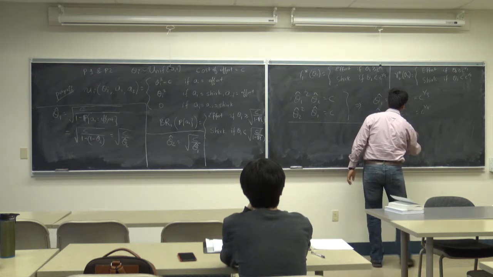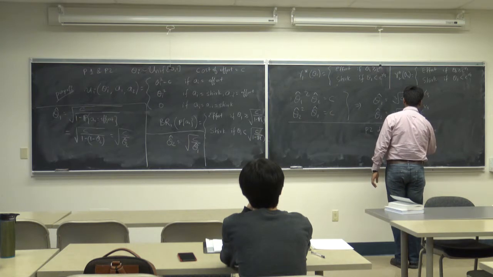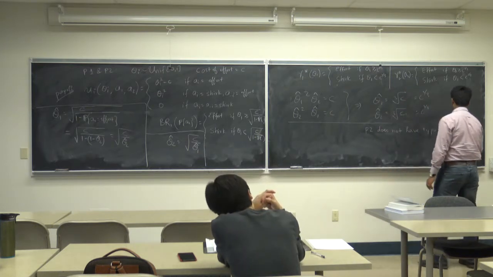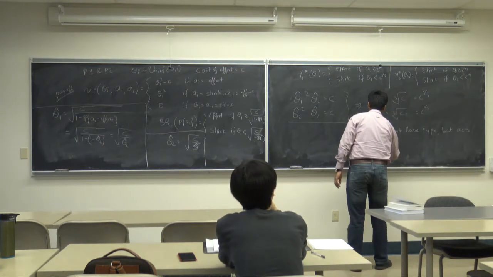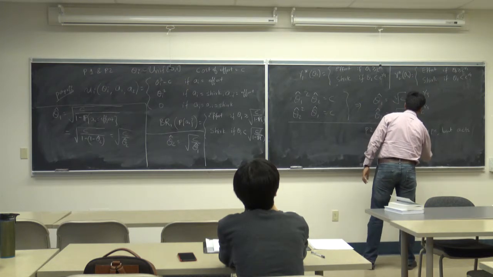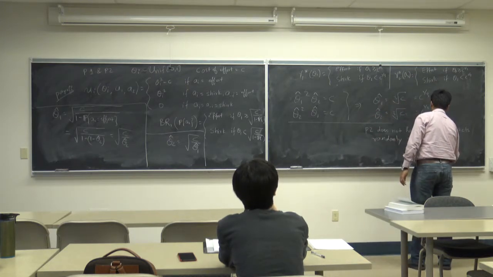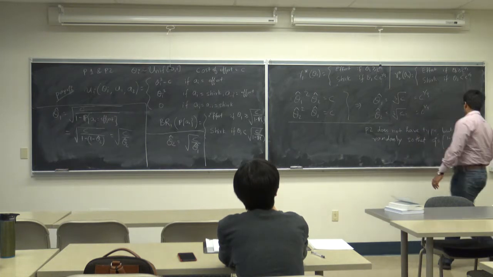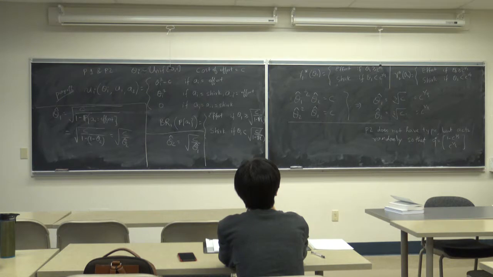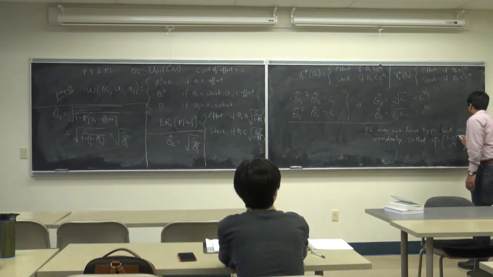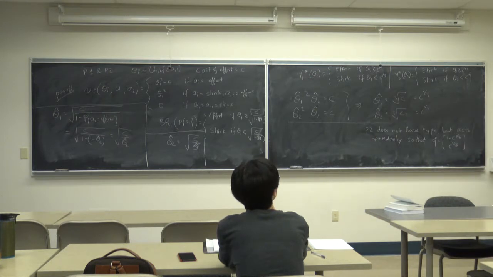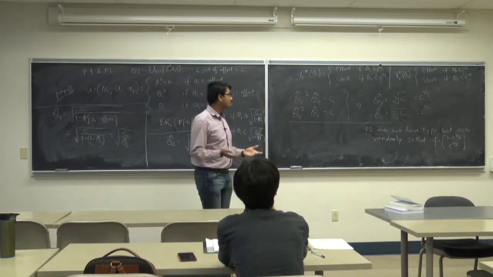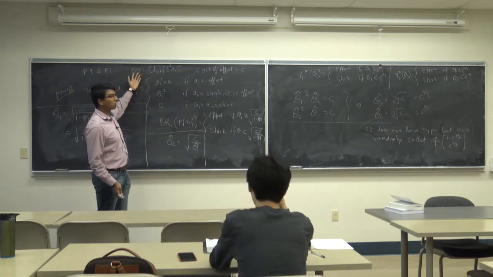Does not have a type, acts randomly, so that it is 1 over 2 and 1 over 2. Some sort of private information.